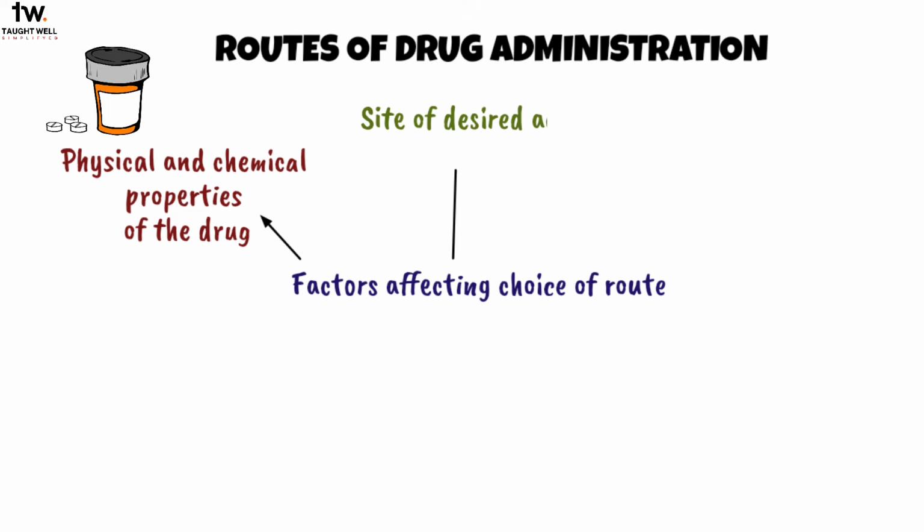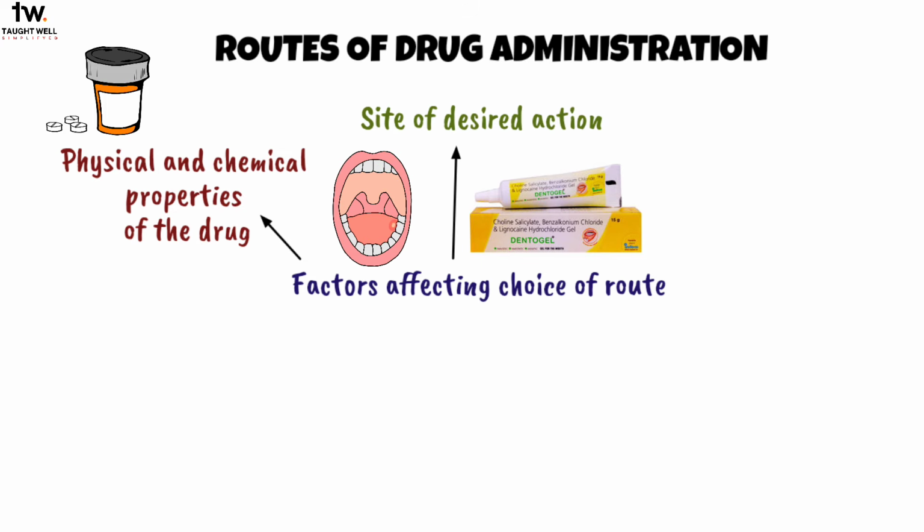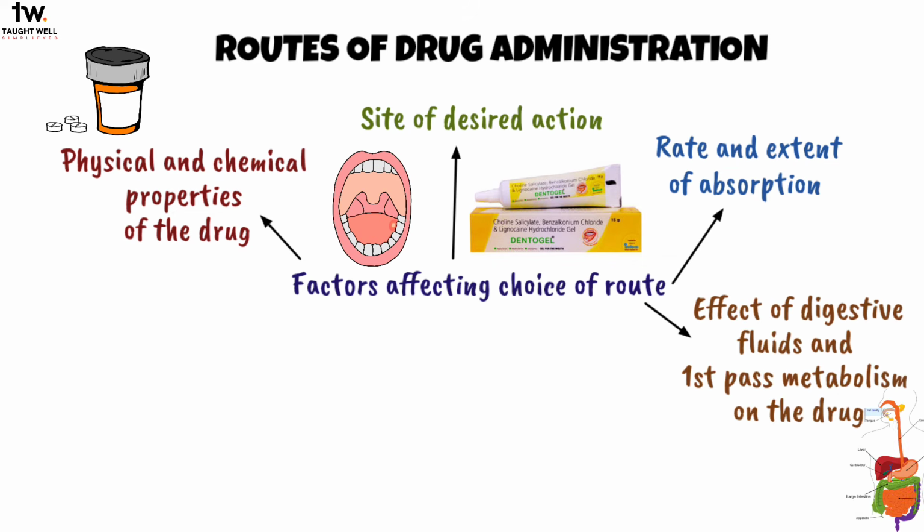The site where we want the drug to act is also an important factor. If there is an oral ulcer, which can be treated by topical application, there is no need to use systemic routes to administer it. We should also keep in mind the rate and extent of absorption of the drug to be given via various routes. Another point to consider is the effect of digestive fluids and first-pass metabolism on the drug. If you're wondering what first-pass metabolism is, don't worry, it will be covered in another video.